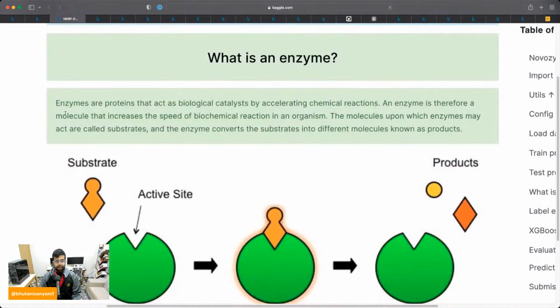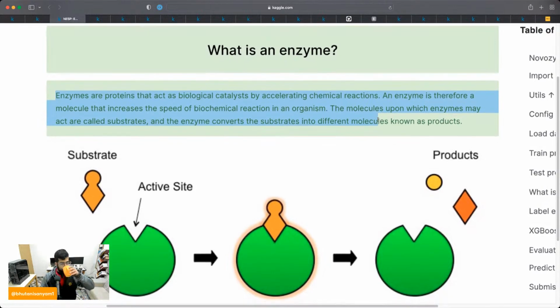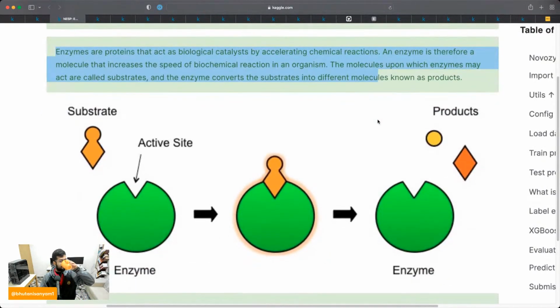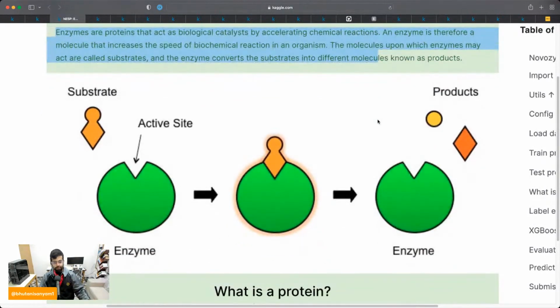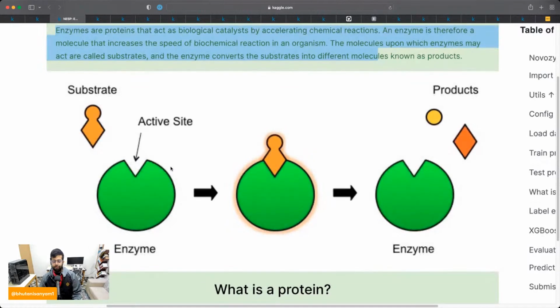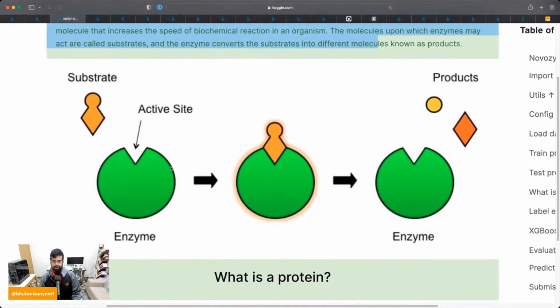So, what is an enzyme? Enzymes are proteins that act as biocatalysts by accelerating chemical reactions. An enzyme is therefore a molecule that increases the speed of biochemical reactions in an organism. This is how they work. The substrate sticks to the enzyme, and then the byproducts are formed. One thing to note here is the enzyme itself remains unchanged.